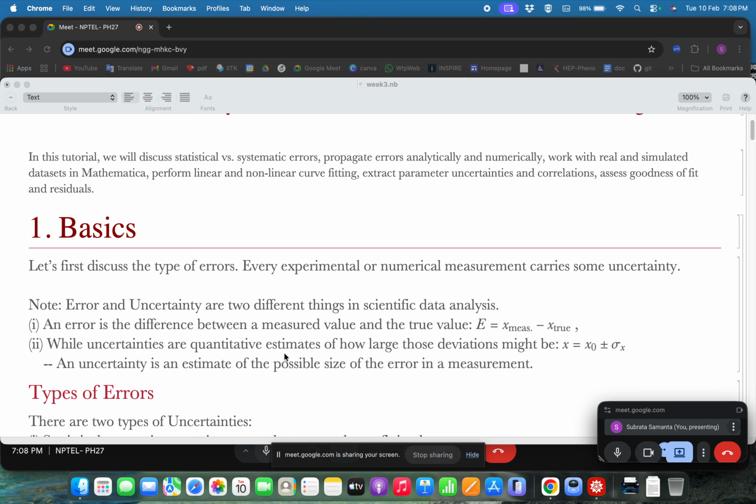So, okay, is this thing clear or not? Because the error and uncertainty are two different things. So you should keep in mind those differences.